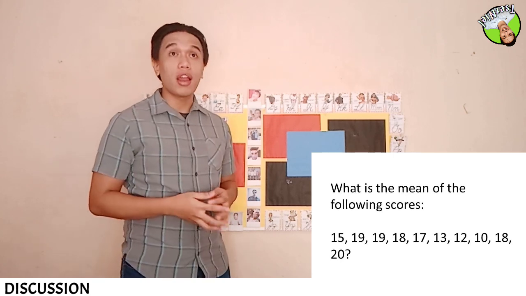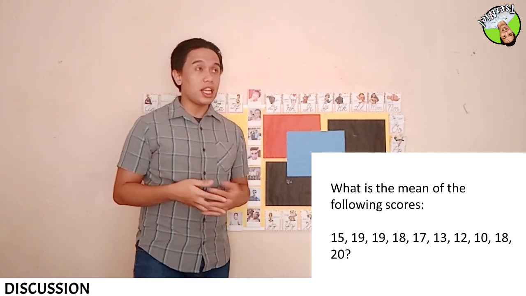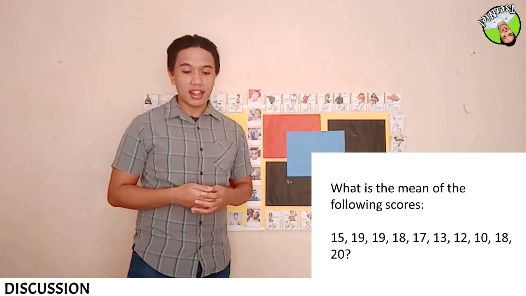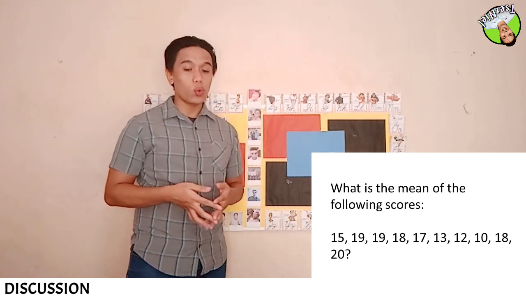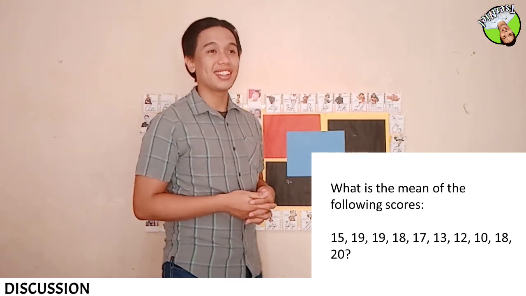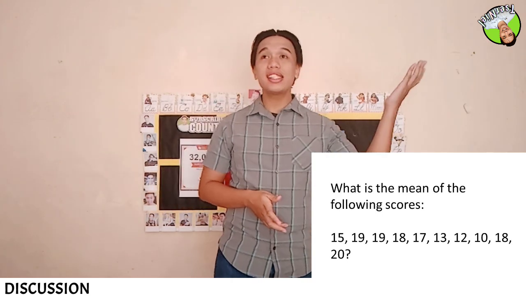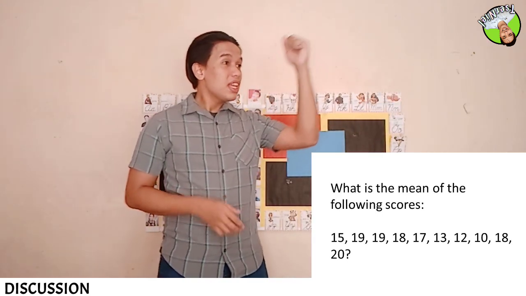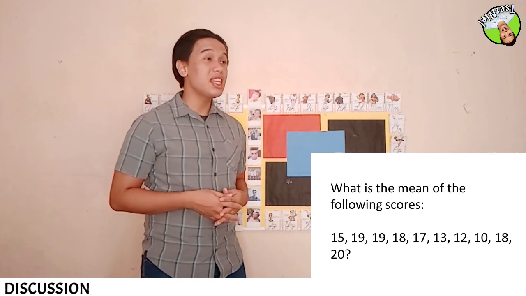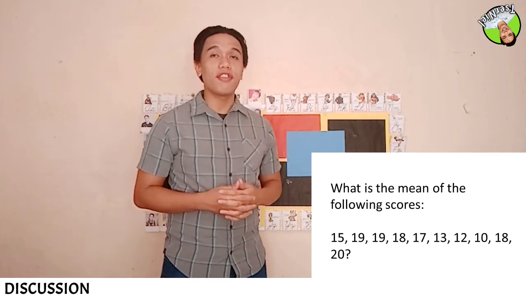What is the mean of the following scores? 15, 19, 19, 18, 17, 13, 12, 10, 18, and 20. What is the mean? Yes, Natalie. The mean is 16.1. Very good.